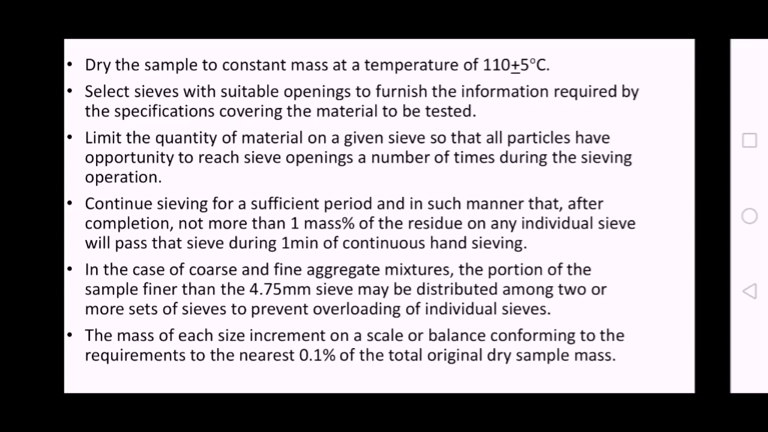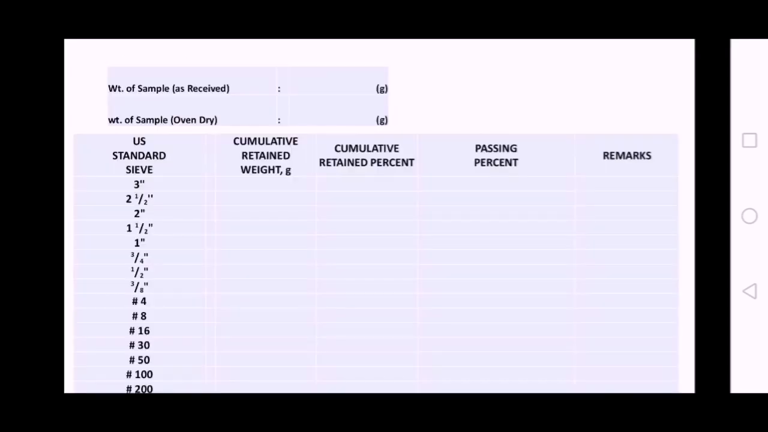In the case of coarse and fine aggregate mixtures, the portion of the sample finer than the 4.75 mm sieve may be distributed among two or more sets of sieves to prevent overloading of individual sieves. Determine the mass of each size increment on a scale or balance conforming to the requirements, to the nearest 0.1% of the total original dry sample mass. Okay guys, now we'll start our second part.